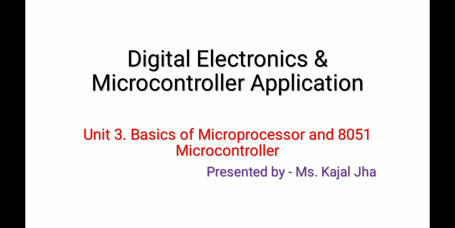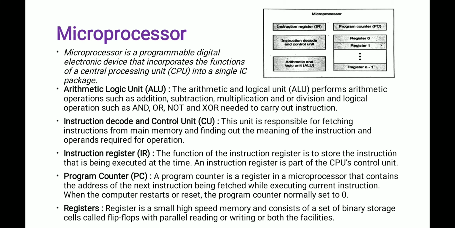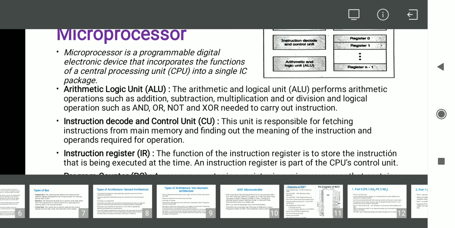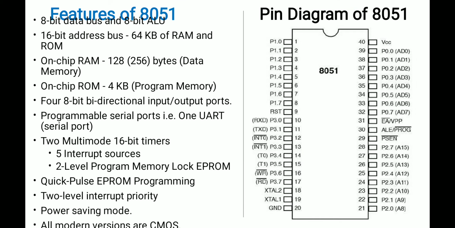Now we will go for the 8051 pin diagram. Okay, so let's start. This is nothing but the 8051 pin diagram. The 8051 pin diagram consists of 40 pins. If we see the numbering, it starts from 1 to 20 on one side, and on the other side, it is from 21 to 40. We will see the pin description one by one.